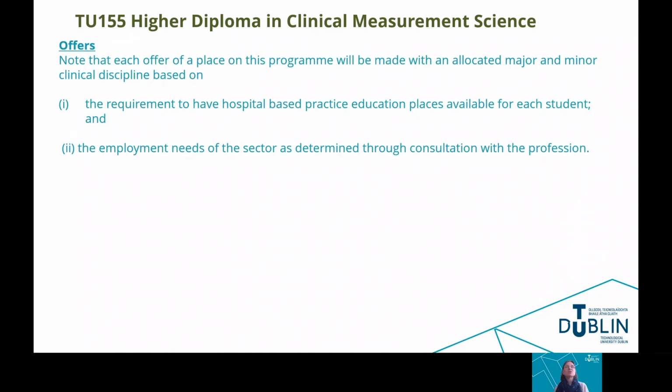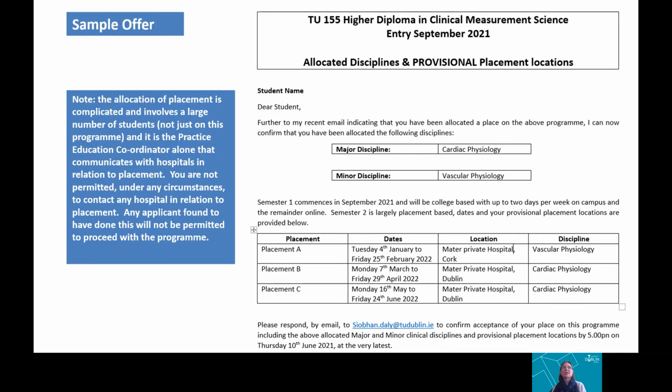We will make offers usually in May, and each offer of a place in the programme will be made with an allocated major and minor discipline and the provisional details of where you'll be placed for the first year of study. The reason we need to do this is we need to match students to requirements of the hospitals where there are placement opportunities available, and also the employment needs of the sector. And so we consult with the profession and with the HSE and with the hospital sector generally to see what is required. And I'll just show you an example of the offer that's made.